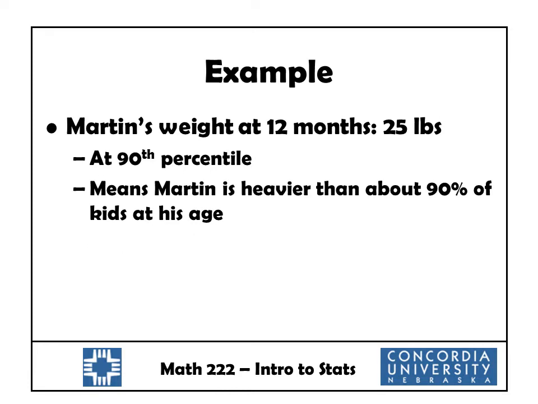Okay? So as an example, my son Martin, his weight at 12 months was about 25 pounds. The doctor said that means he's at the 90th percentile. 25 pounds is the 90th percentile of the weights of all 12-month-olds. What that means is that Martin is heavier than about 90% of kids at his age. My mom is a nurse, and she said that she would explain this to people by saying, if I had 100 one-year-olds and lined them up from the lightest to the heaviest, Martin would be the 90th kid in line. He's heavier than about 90% of those kids.